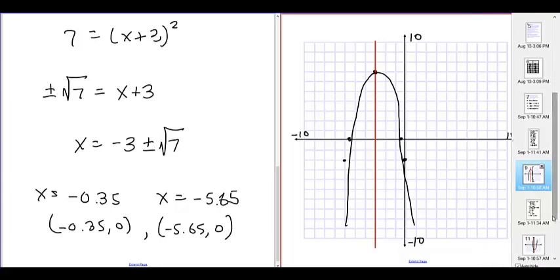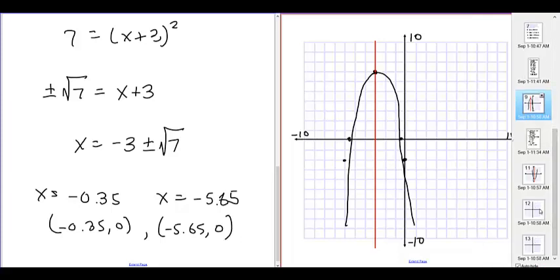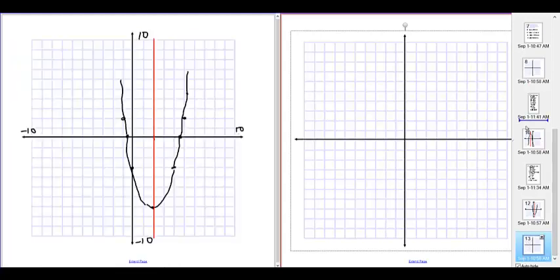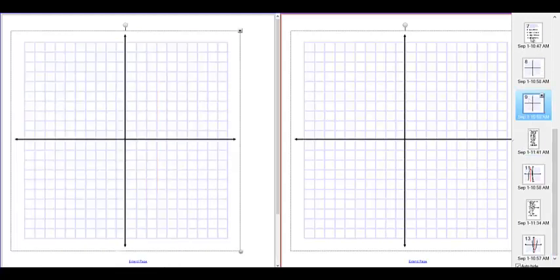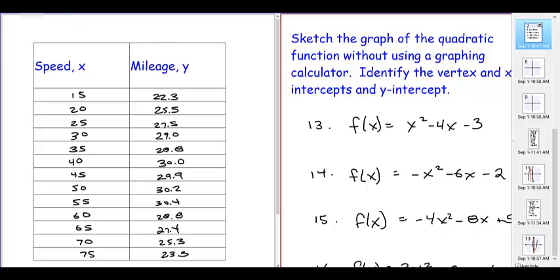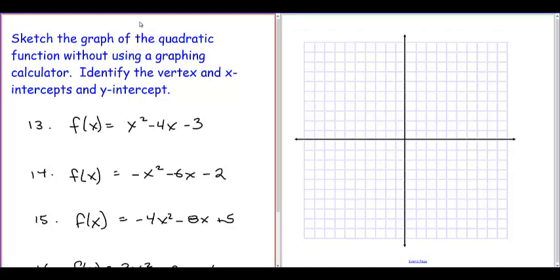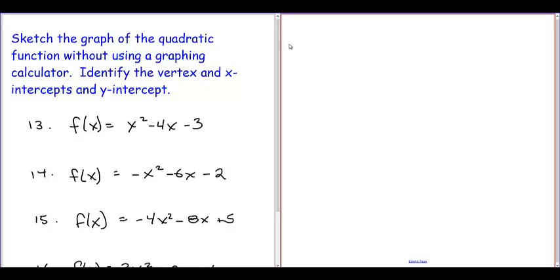14. Okay, let me get another piece of graph paper. Let's bring both of those up. And then we'll add a page here. Okay, so the next one's also going to be pointing downward.